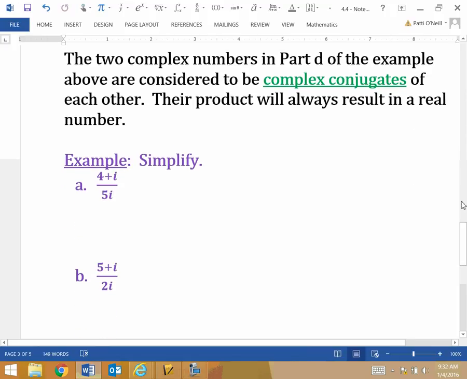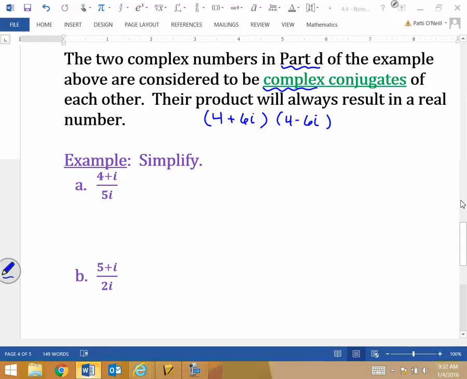Those two complex numbers that we just talked about in part D, the 4 plus 6i and the 4 minus 6i, are called complex conjugates of each other because of the setup that they have. They have the same real part, they have the same imaginary part, but they have opposite signs in the middle. That will always, always, always result in a real number. So keeping this rule in mind is going to be helpful as we go through some of the problems that are going to involve the division approach.